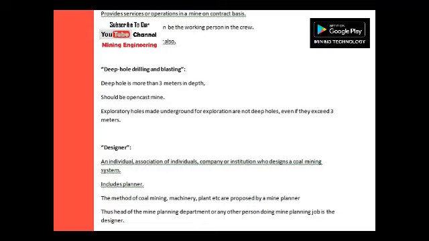You know, guys, drilling and exploration are almost the same. But holes used for identifying or exploring should not come under deep hole drilling and blasting, even when exceeding 3 meters. The deep hole drilling is more than 3 meters in depth and should be operated in open cast mines, except the exploratory holes.